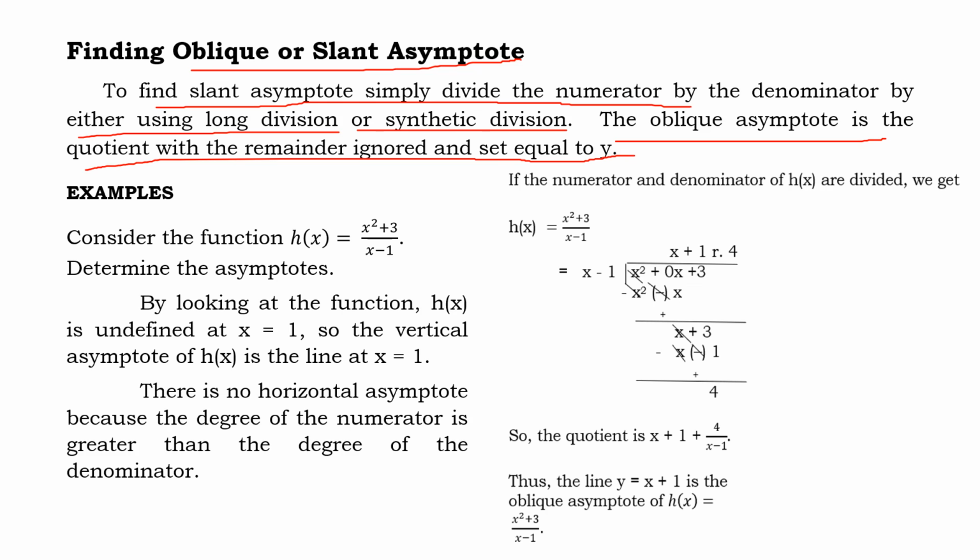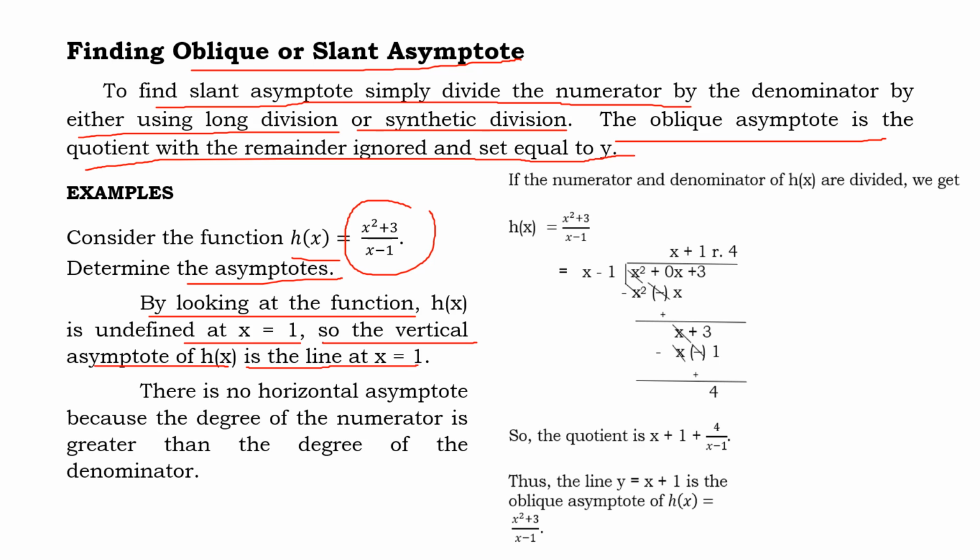First, consider the function h of x equal to x squared plus 3 over x minus 1. Determine the asymptotes. By looking at the function, h of x is undefined at x equal to 1. So the vertical asymptote of h of x is the line x equal to 1. That's how we look for this scenario. So is there a horizontal asymptote?